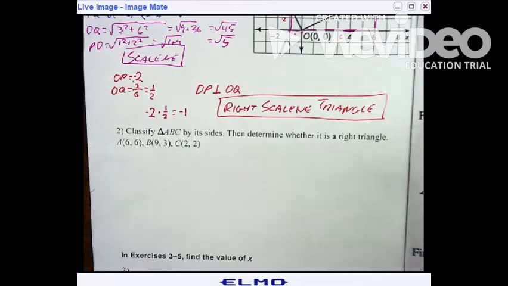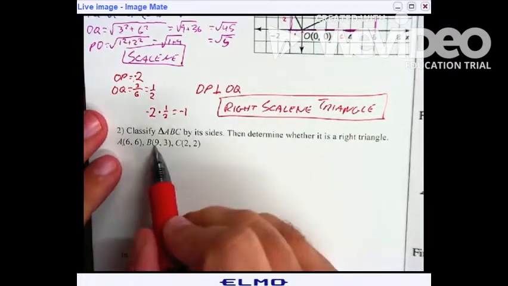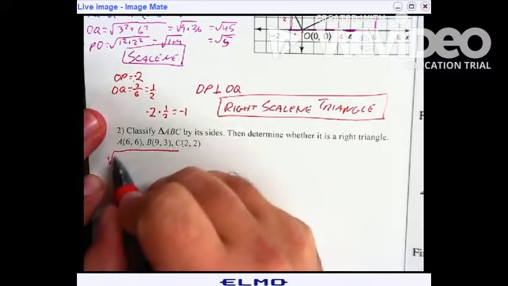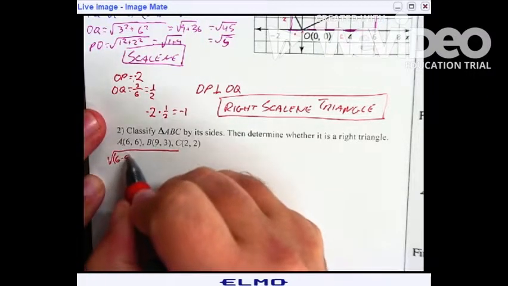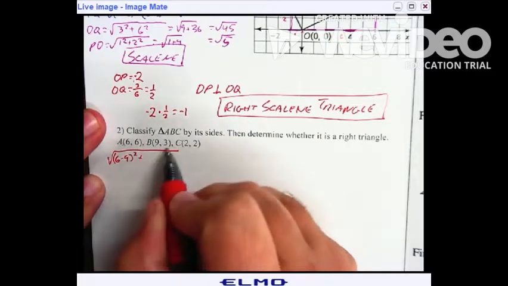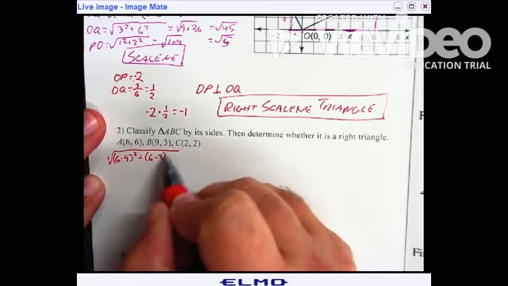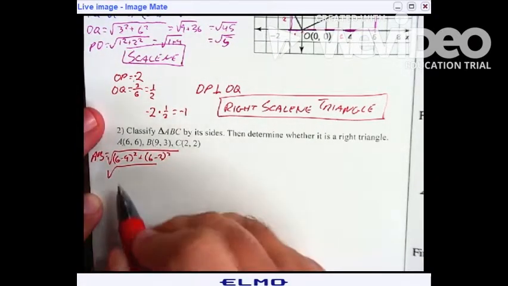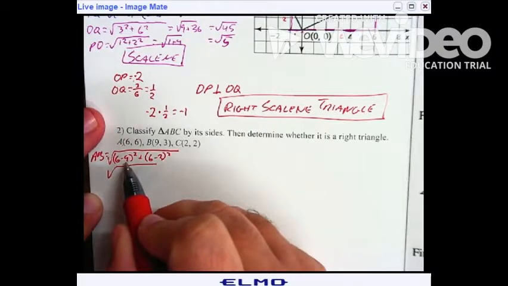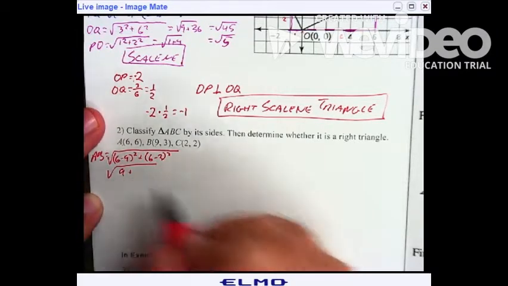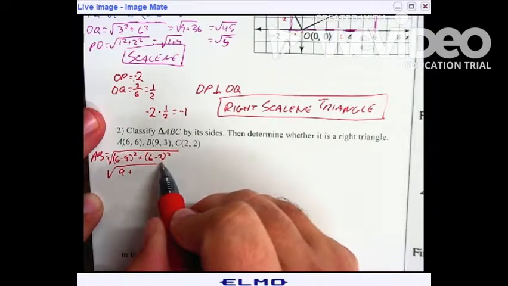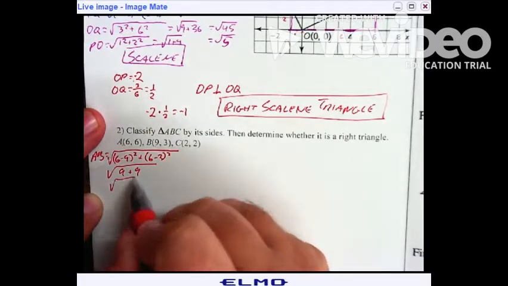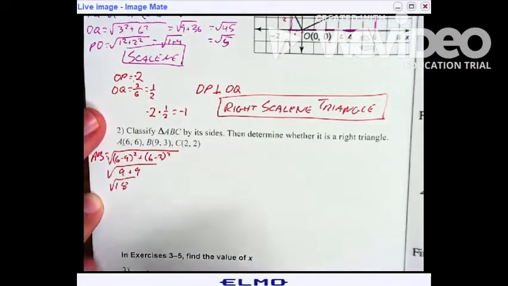All right, let's see how we did. First, let's just find the length from A to B. All right, so distance formula, we have 6 minus 9 squared plus 6 minus 3 squared. And this is for segment AB. 6 minus 9 is negative 3. Negative 3 squared is going to be positive 9. And 6 minus 3 is 3 squared, which is going to be positive 9. So I end up with the square root of 18.